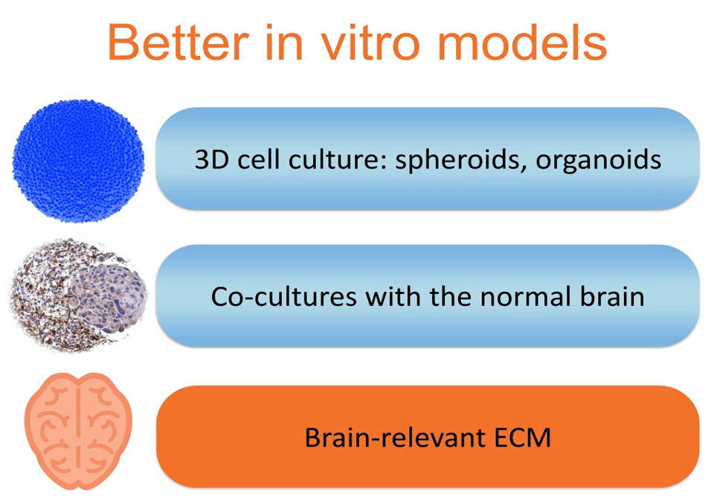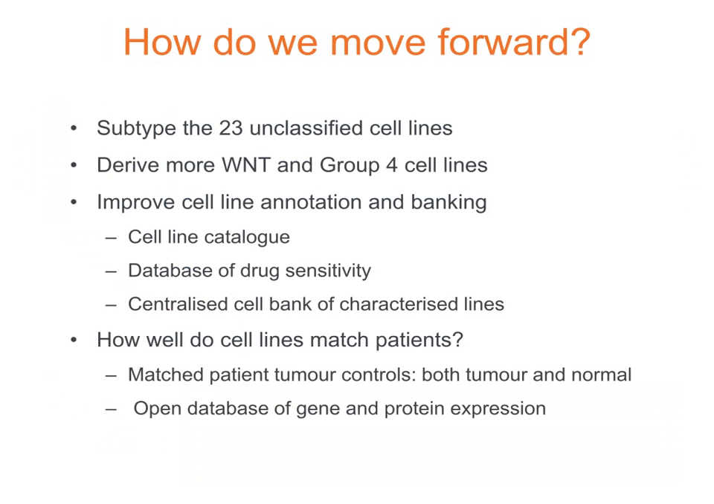Future in vitro models need to incorporate brain-relevant extracellular matrix based on hyaluronic acid and reduce the emphasis on basement membrane-derived matrices containing laminin, collagen, and fibronectin, which are not a major part of the brain extracellular matrix.